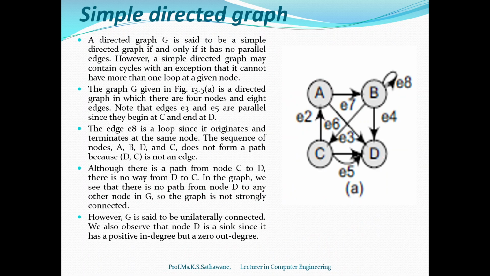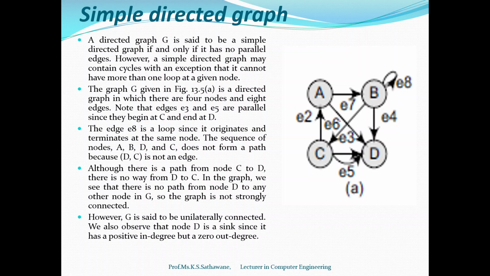Okay. So what is a simple directed graph? A directed graph G is said to be a simple directed graph if and only if it has no parallel edges. However, a simple directed graph may contain cycles, with the exception that it cannot have more than one loop at a given node.